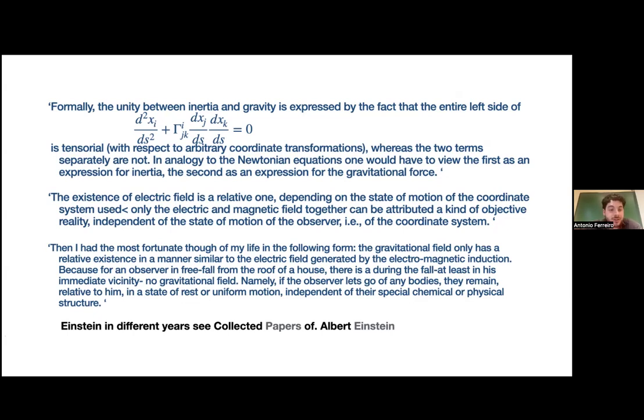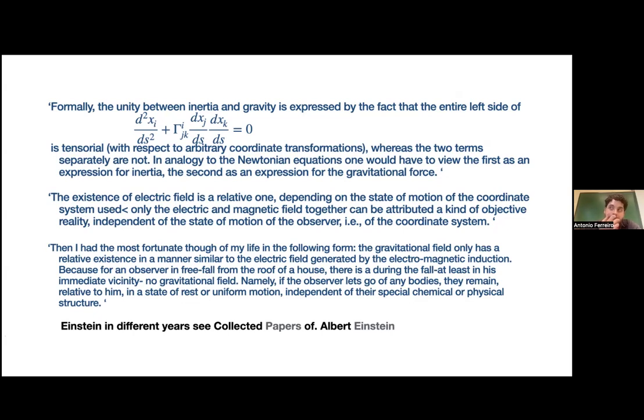And then he also says, in a different text, "Then I had the most fortunate thought of my life in the following form. The gravitational field only has a relative existence in a manner similar to the electric field generated by electromagnetic induction. Because for an observer in free fall from the roof of a house, there is during the fall, at least in his immediate vicinity, no gravitational field. Namely, if the observer lets go of any body, it remains relative to him in a state of rest or uniform motion, independent of its spatial, chemical, or physical structure."